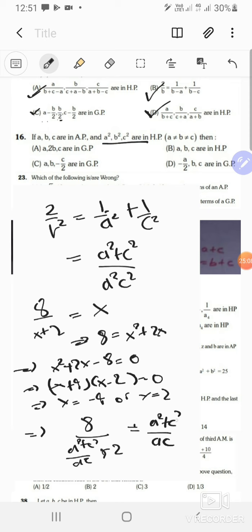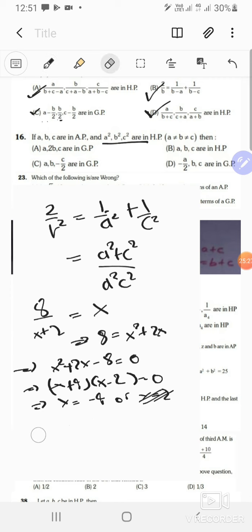Well, x can't be 2 because if a squared plus c squared upon ac is 2, then that would mean that a and c should be the same thing, because you would get the equation a minus c whole squared equals 0. That is not correct, so that is discarded. Fine. So the only possibility is that a squared plus c squared upon ac is equal to minus 4. Okay.